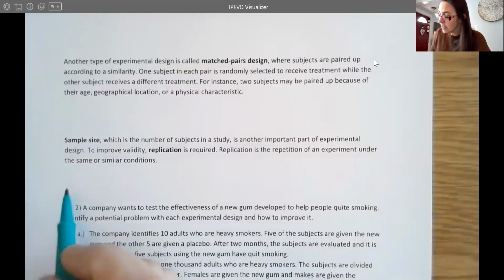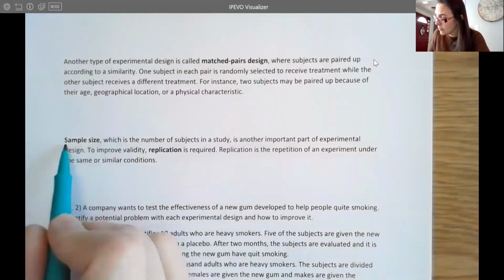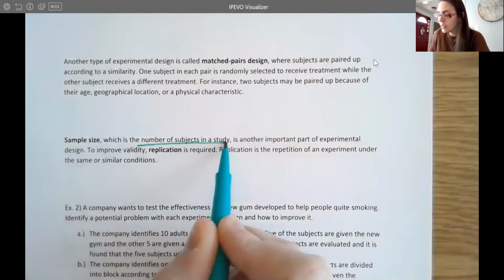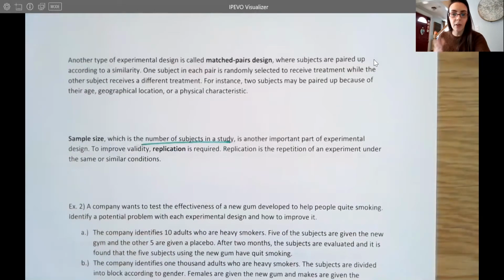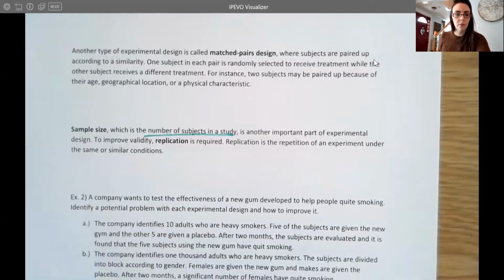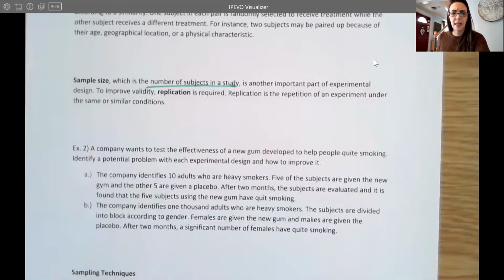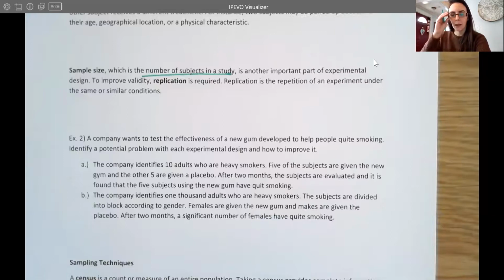And then finally, sample size. So sample size is just a definition. That's the number of subjects that we're studying. So if you're studying 100 people, then that's your sample size. If you're studying 1,000, then that's your sample size. And we'll talk more about sample size later because there actually are mathematical ways to calculate what your sample size should be so that you have a good enough study.